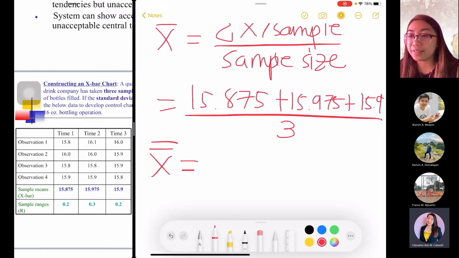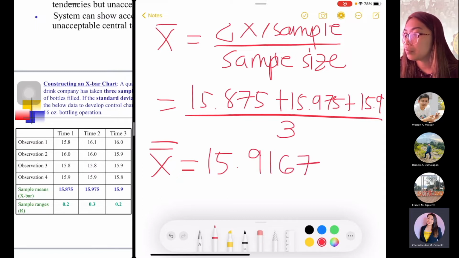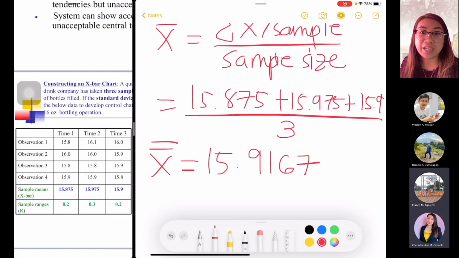So how did they get the 15.875? That's 15.8 plus 16 plus 15.8 plus 15.9 divided by 4, right? So he got the average per batch. So this is 15.875 plus 15.975 plus 15.9 divided by 3. How much? Do you have the same answer? Is it 15.9167? Correct? Same tayo ng sagot.